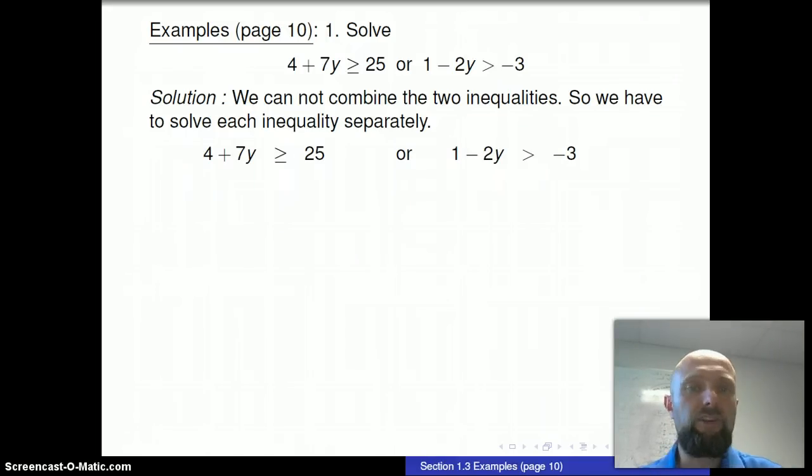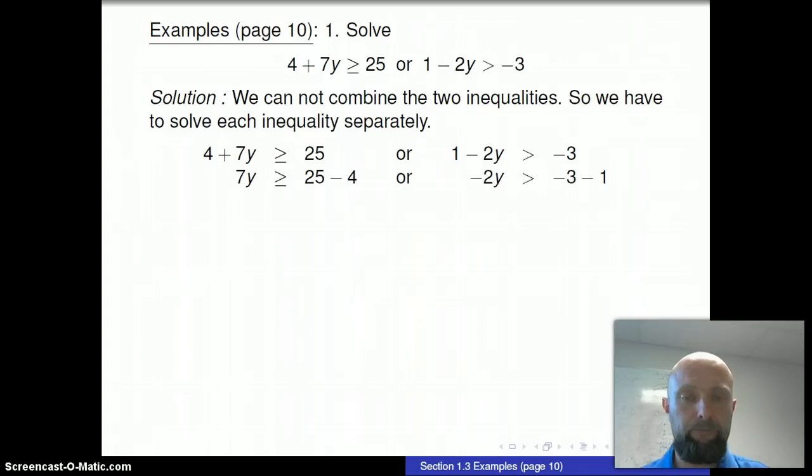To solve the first inequality, we need to move 4 to the right by subtracting 4 from both sides. In the second inequality, we need to move 1 to the right by subtracting 1 from both sides. Next, we simplify by combining like terms.